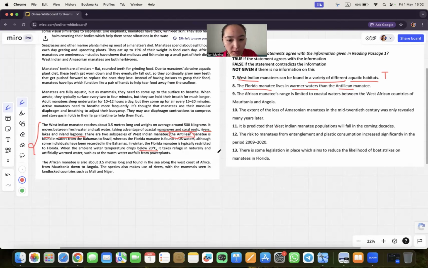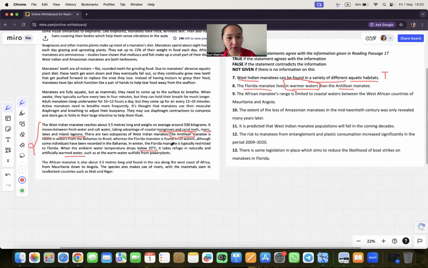It takes refuge in naturally and artificially warmed water, such as at the warm water outfalls from power plants. Okay, so our keyword is these manatees live in warmer waters. And this one says when the ambient water temperature drops below 20, it moves. It takes refuge in naturally, and takes refuge means it relocates, to artificially warmed water. So, Florida manatee lives in warmer waters than the Antillean manatee.